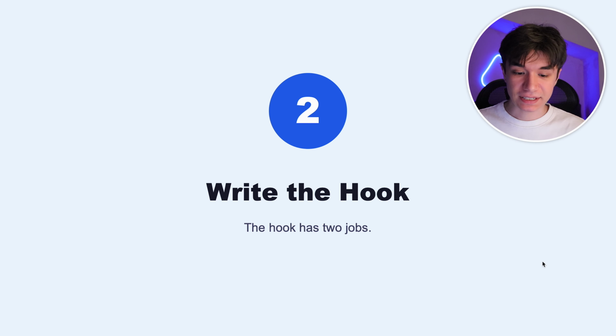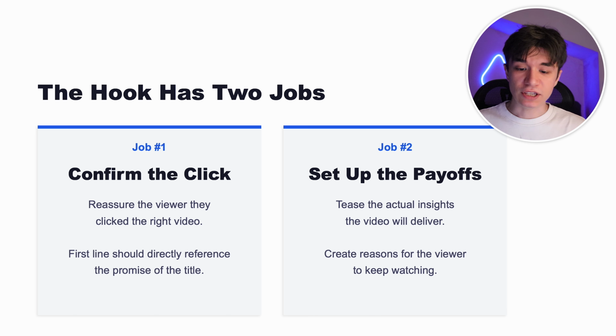This brings me to the second step, which is now going back and writing the hook. Now, the hook itself really has two jobs. Job number one is to confirm the click for the viewer. When a potential viewer is browsing around searching for a video and they see your title and thumbnail, they're going to have a certain expectation for what the video is going to be. And so that's why the first job of the hook in your video is to reassure the viewer that they clicked the right video. The first couple of lines should directly reference the promise of the title.